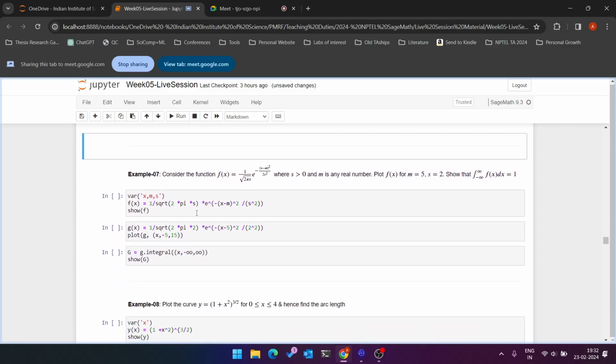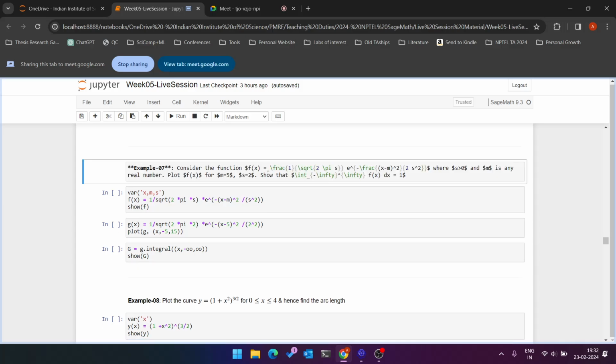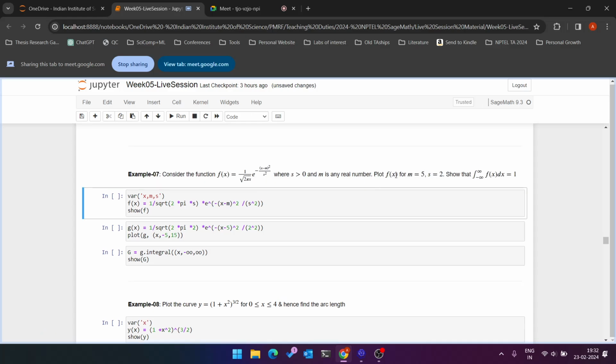Next function that we have is a function of the form f of x equals 1 over square root of 2 pi s into e raised to minus of x minus m whole square upon s square, and we have been asked to plot f of x for some given value m and s. You can see that this is basically a Gaussian function with the mean m and variance s. So this is how it looks like.